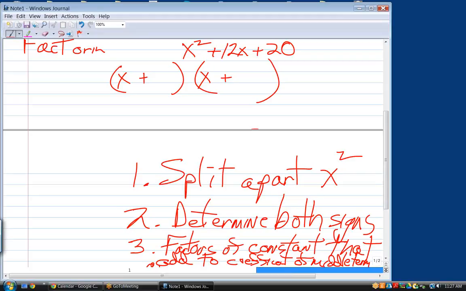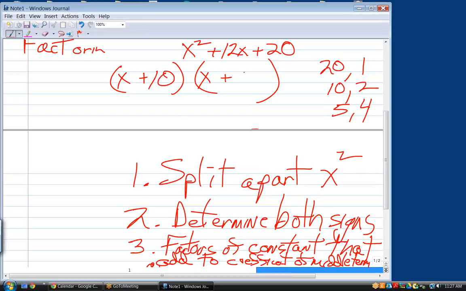Third step, verbalize for me. Fill in these numbers. In other words, don't just read what I've got down here. Tell me factors of 20 that do what? Factors of 20 that add to 12. Good. Give me factors of 20. 1 and 20, 10 and 2, and 5 and 4. Which factors add to 12? 10 and 2.